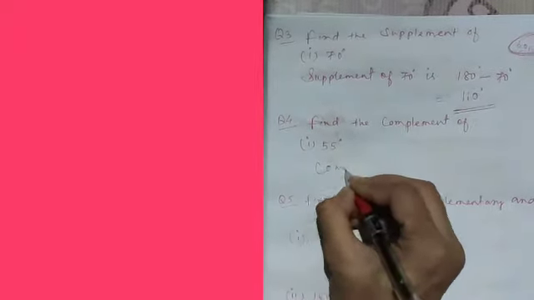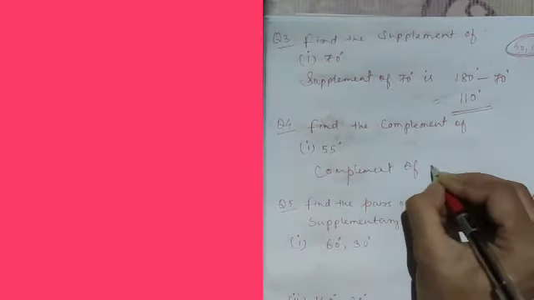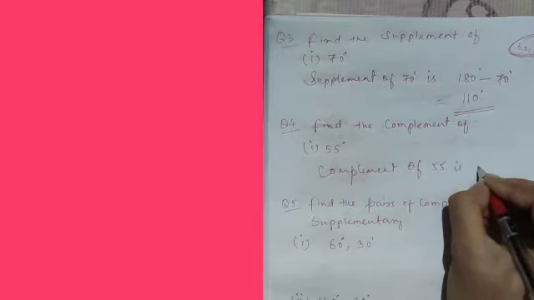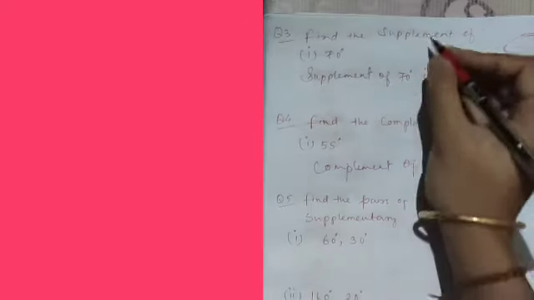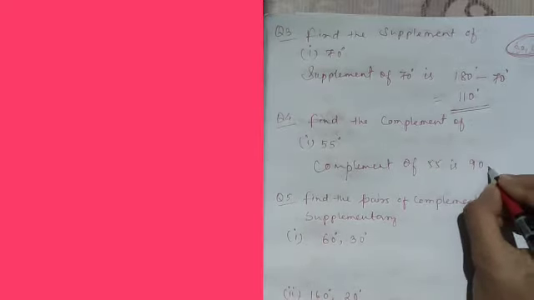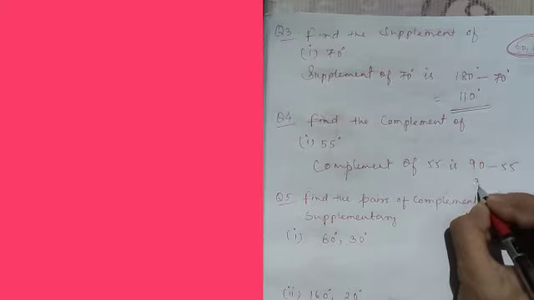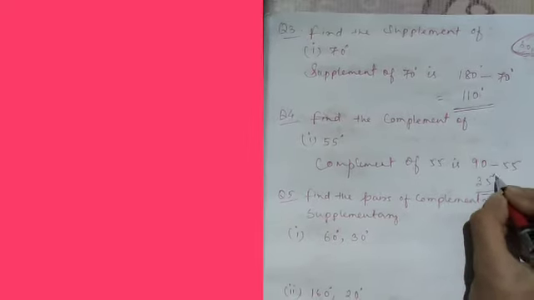Okay, so complement means also part, we have to find out the partner. So the complement of 55: in case of complement we will subtract from 90, in place of supplement we will subtract from 180, that is the difference. Okay, 90 minus 55, that is going to be 35 degrees.